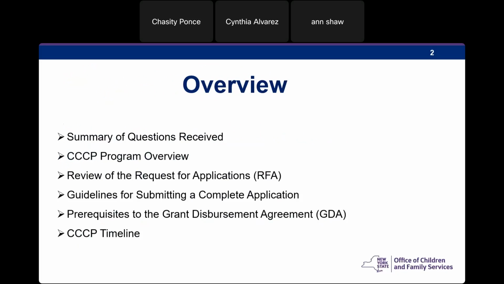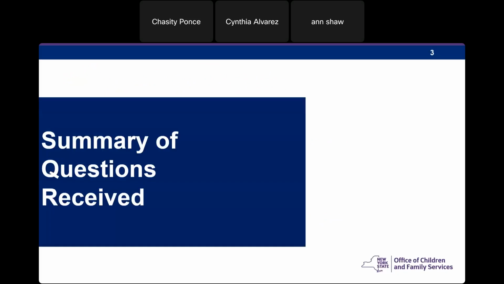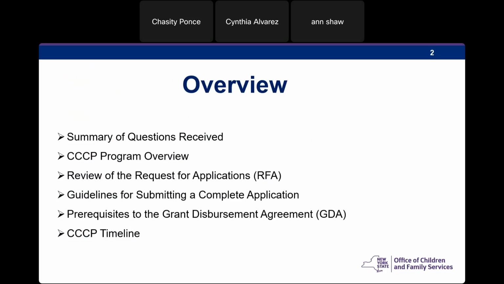A brief outline of the topics that will be addressed today includes the summary of the questions we've received thus far via the SurveyMonkey, the CCCP, which is the name for the Child Care Capital Program, overview, the review of the request for applications, the guidelines for submitting a complete application, prerequisites to the Grant Disbursement Agreement, otherwise known as the GDA, and the CCCP timeline.